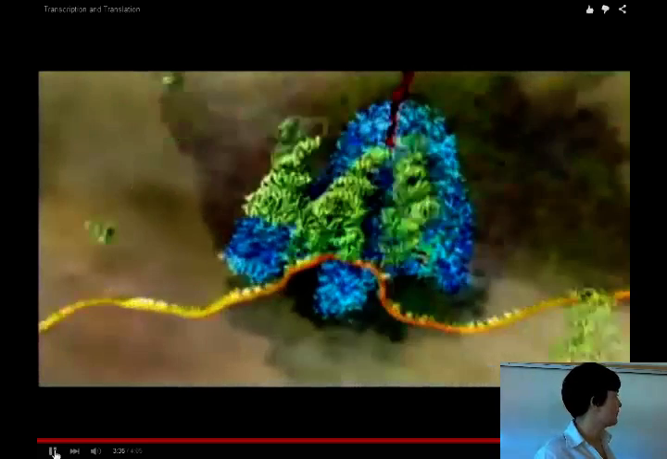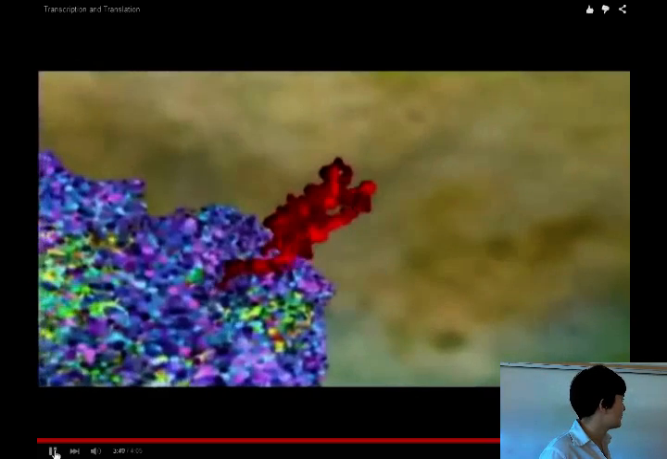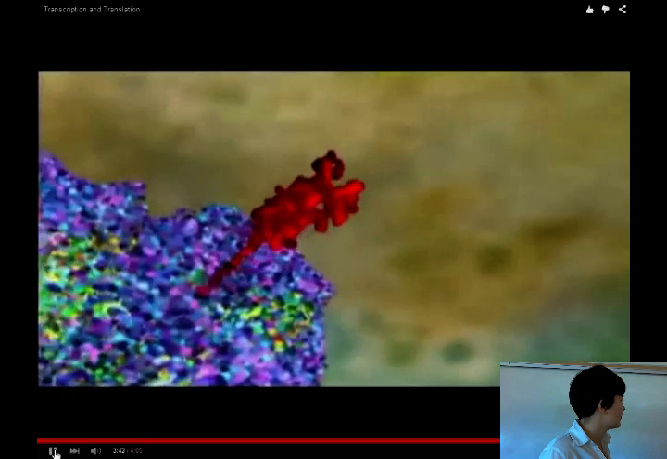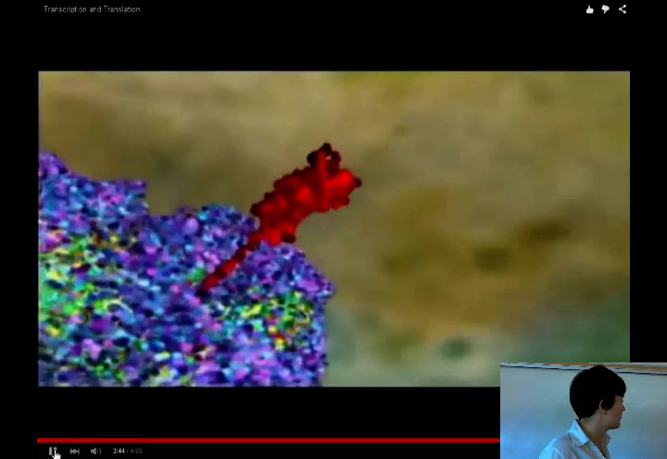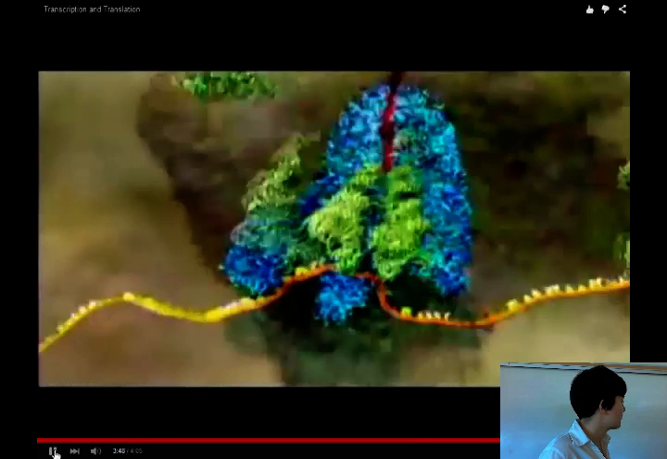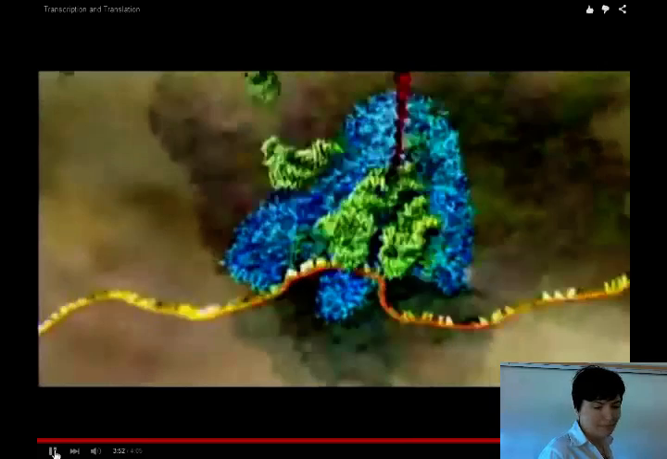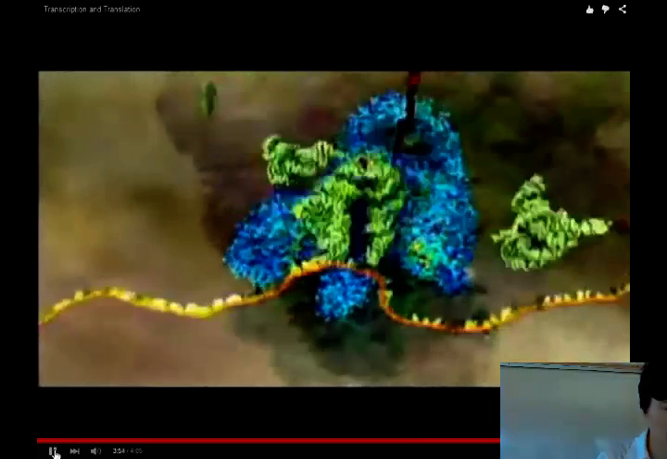Again, you are watching this in real time. And after a few seconds, the assembled protein starts to emerge from the ribosome. Ribosomes can make any kind of protein. It just depends what genetic message you feed in on the RNA.